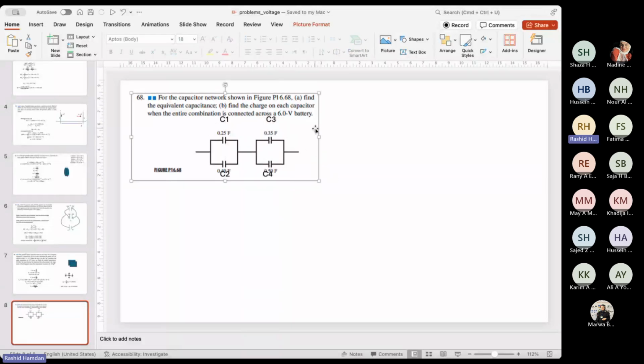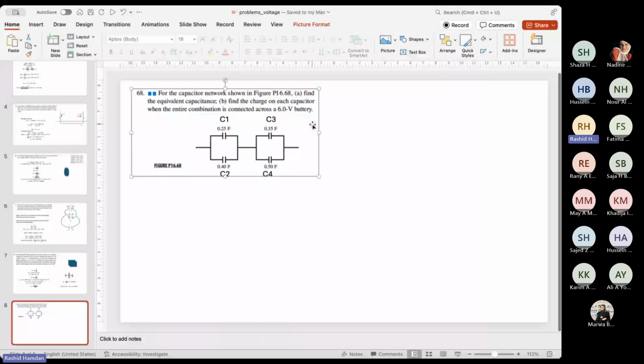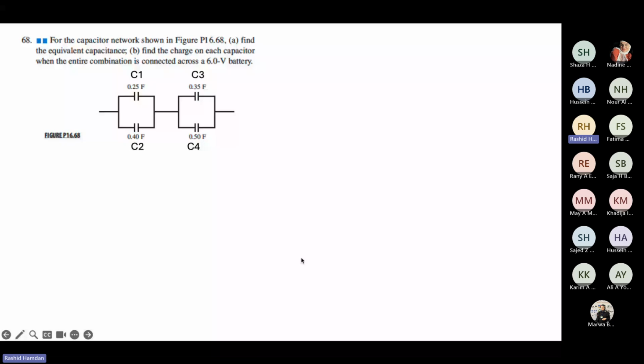Now, if we look at the combination, they are not all in series nor in parallel. Even C1 with C3, they are neither in series nor in parallel. Because if I go from C1, I can go from C1 to C3, right? Across this line here. Let's go here so we can scratch.